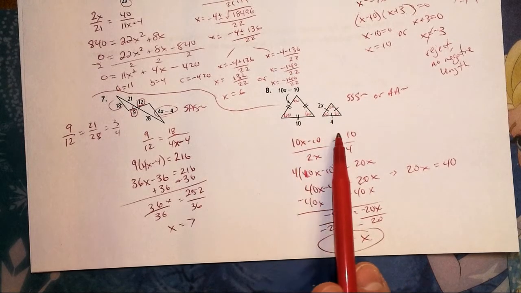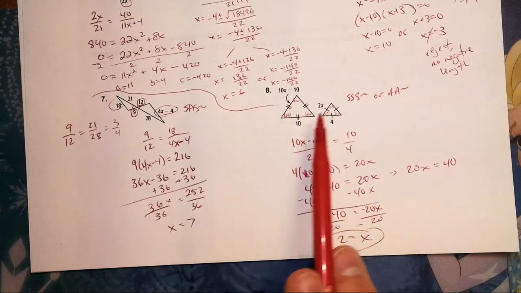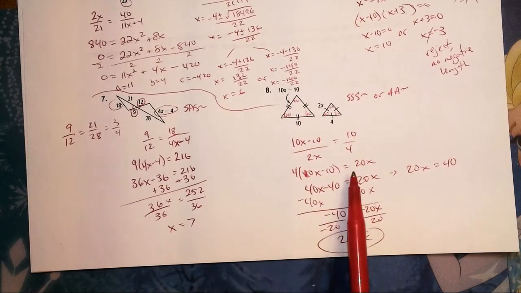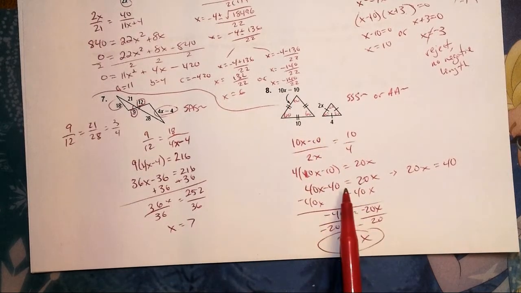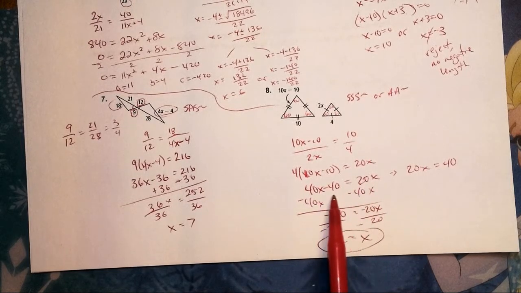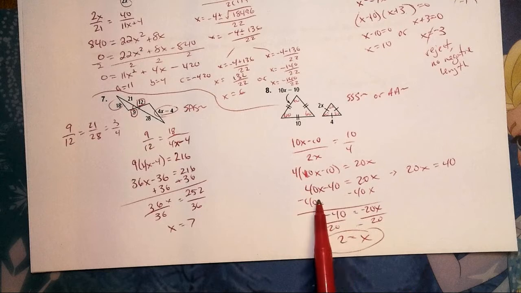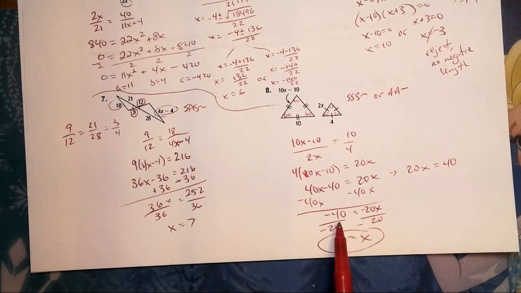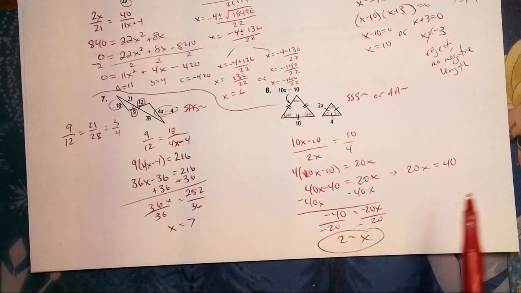So 10x over 2x, left to right, cross multiply. And here's where we're talking. At this point, if you want to move this 40 over here and bring the 20 back, you can do that to get this, or just subtract the 40x to get negative 20x, and then you can just divide out and solve. All right, sorry about that.